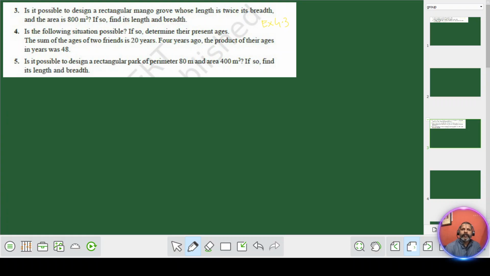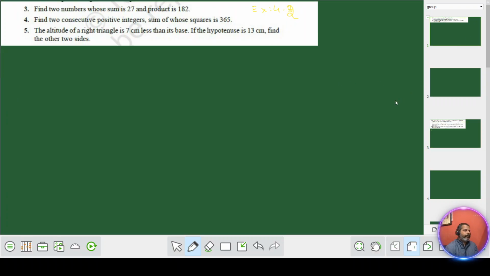Hello students. In this class we will see the quadratic equations, certain word problems from the exercises. Both quadratic equation and nature of roots exercise problems. These are word problems exclusively. Okay, let's first go to this one.